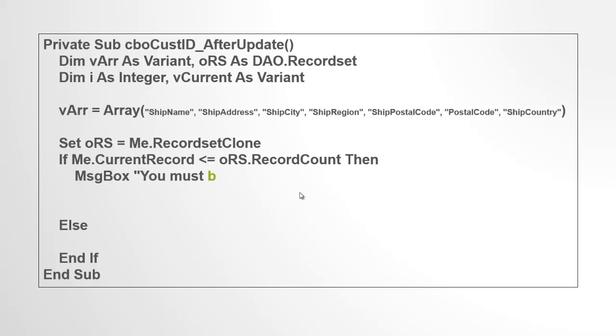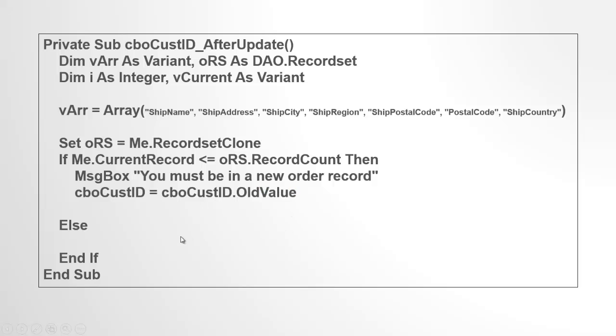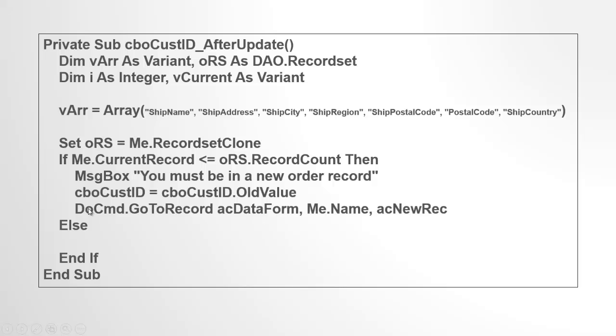So let's tackle the If clause first. We are going to tell the user with a message box, you must be in a new order record. And we will take them there. We reset the CustomerID of the combo box to the old value. That was the value before the user tried to update. And then we go to a new record by using the DoCmd command in Access based on this form. Which form? Me.Name, that's the name of that form, new record.